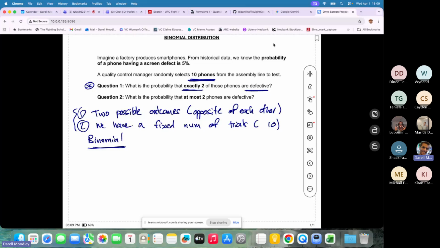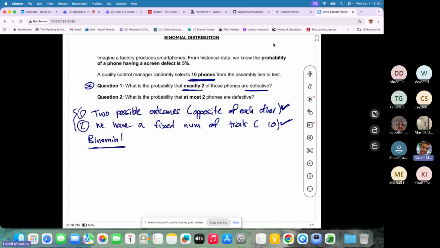If it's a yes, you can put a tick there. Then ask yourself, is there a fixed number of trials or experiments? And in our case, there's 10 phones. So yes. And if these 2 are met, then you know you need to use a binomial. All right, that's how you identify if it's a binomial distribution. All right, so pay attention to that. So now that we know we're using a binomial distribution, let's go ahead and answer question 1.